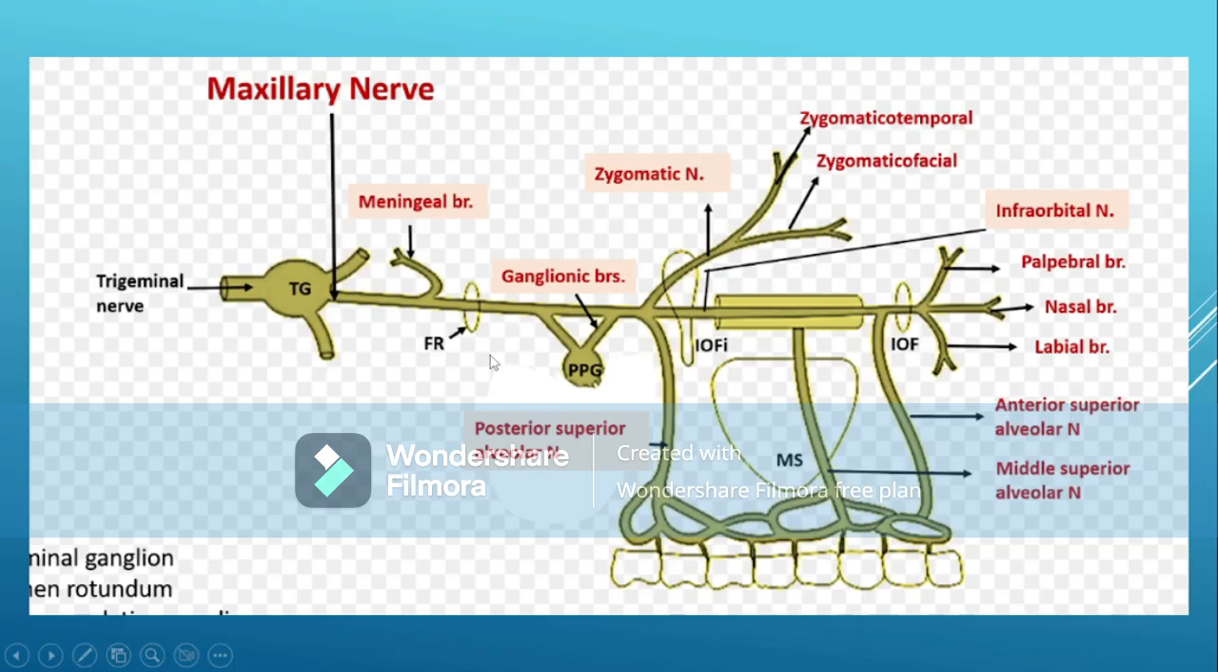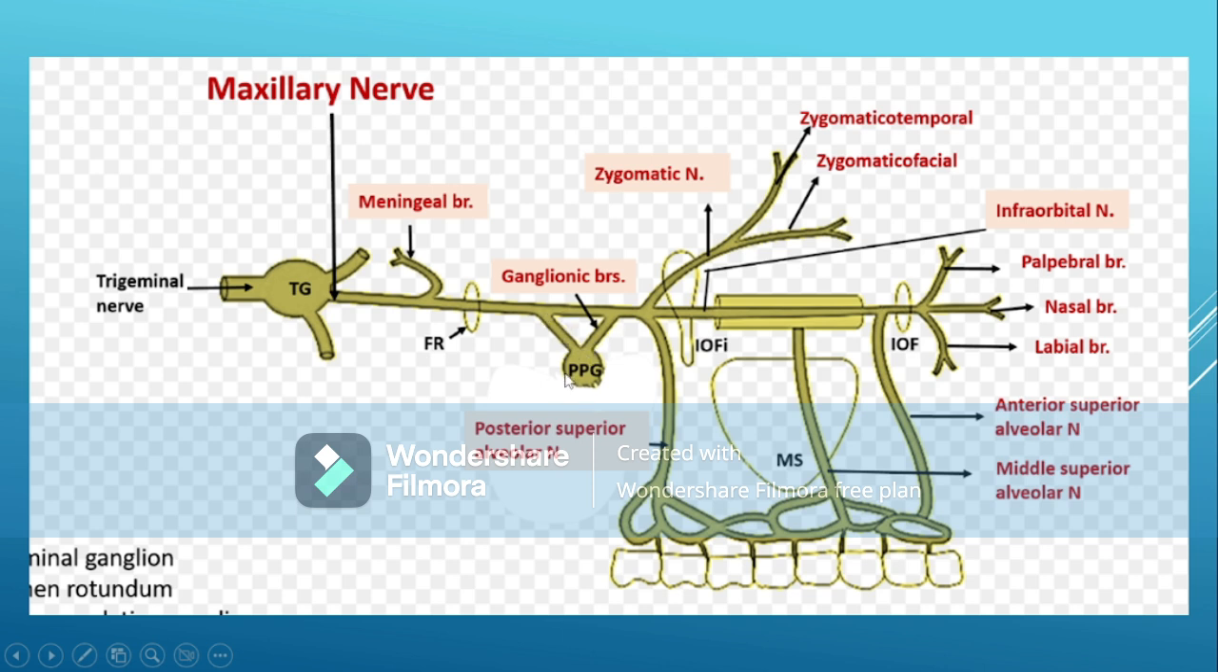Now coming to the diagram, as I stated, this is the maxillary nerve. It gives the first branch, that is the meningeal branch. This supplies the dura mater. Then it leaves the cranium by the foramen rotundum and enters the pterygopalatine fossa. Now in the pterygopalatine fossa, it gives three branches, or actually four branches.